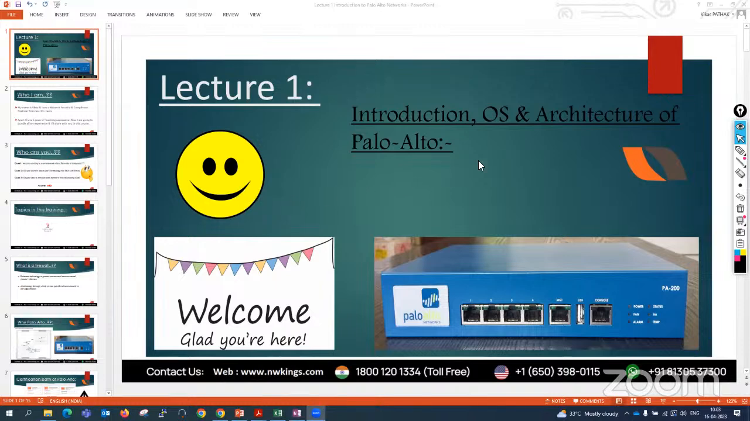As mentioned yesterday, if you talk about the Palo Alto box, this is the PA200, and this is an old model actually. Now we have the PA220 over here. Basically today is lecture one, so we are starting our Palo Alto batch from here.